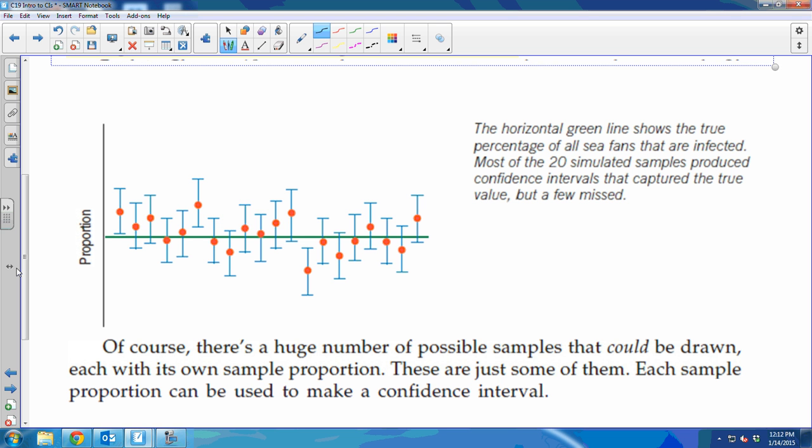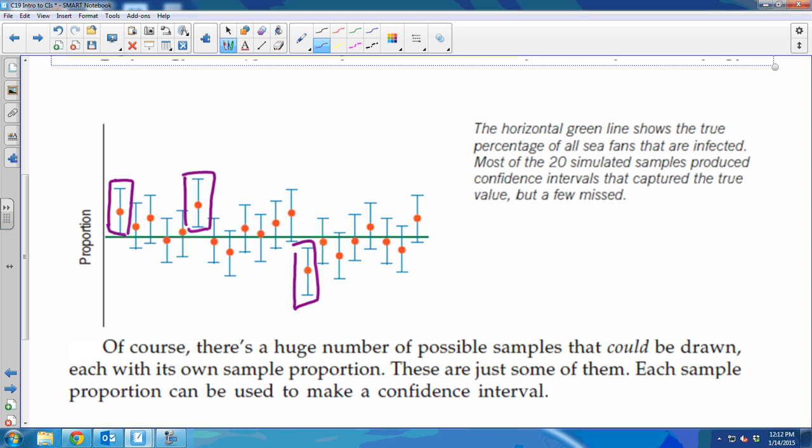The green line is where P is. So you can see that some of these don't capture P, like this one doesn't cross the green line. So it didn't actually capture P. So it was one of those kind of bad samples, right? This one doesn't capture P. This one doesn't capture P, right? That's why, again, we're only 95% confident, because it could be that we don't actually capture P in our interval. And that's okay. We know that going into it.